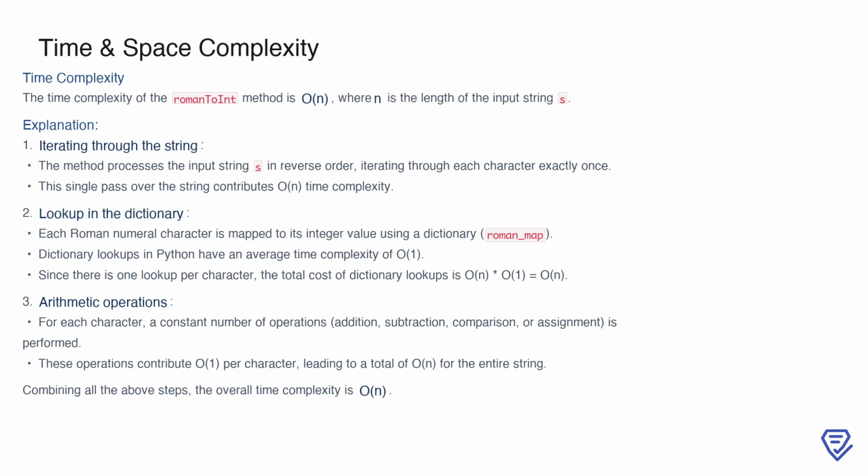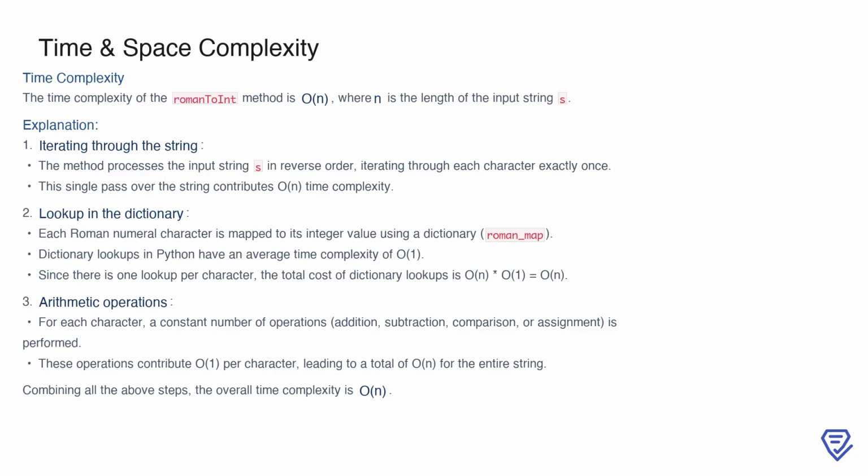In this problem, the time complexity of the romanToInt method is O(n), where n refers to the length of the input string s. This is because the algorithm processes the string in a single pass, iterating through each character exactly once. During this iteration, each Roman numeral character is converted to its integer value using a predefined dictionary, which allows for O(1) average time lookups.